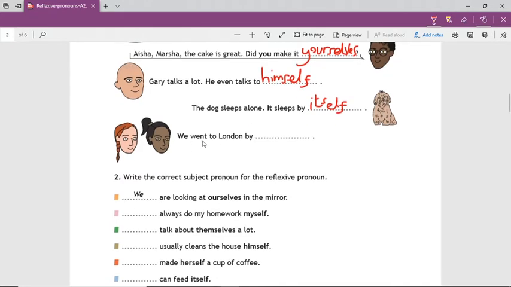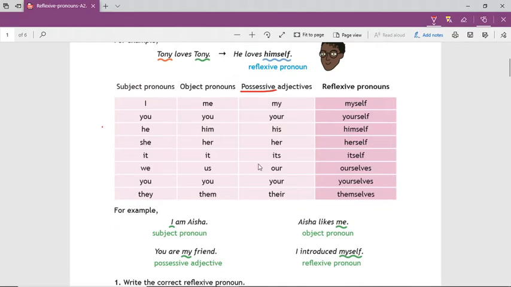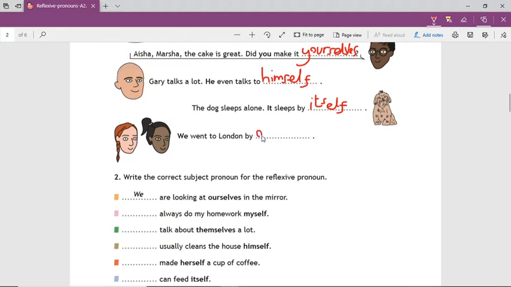Next up, we went to London by, so in this case we've got we, so you might think the answer might be we selves, would be one way of thinking about it, but if we're talking about we as collective, it becomes ourselves. We went to London by ourselves. Okay.